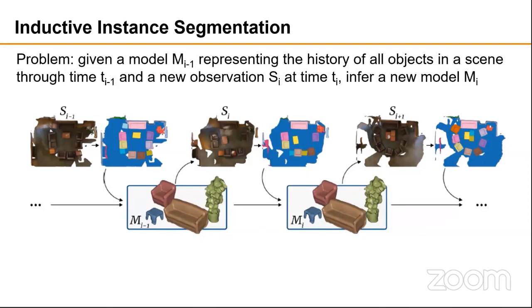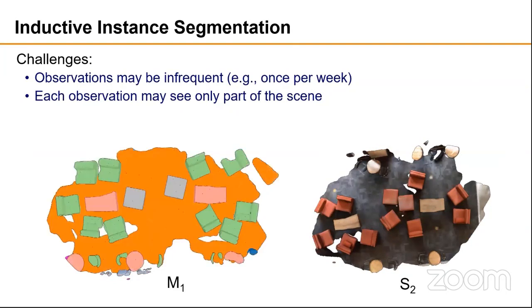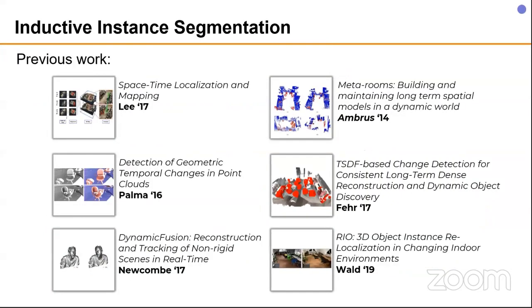Given a model representing the history of all objects ever observed in the scene, plus a new observation, the goal is to update the model to include the new observation and to update the observation to include the instance level segmentation. In this project, we consider the challenging setting where new observations are infrequent. For example, a space may be scanned every Tuesday. Also, each scan is partial, and so difficult inference is required to predict which objects have been moved, added, or deleted between scans. Previous work has considered this kind of problem for localization, mapping, segmentation, and reconstruction in changing environments.